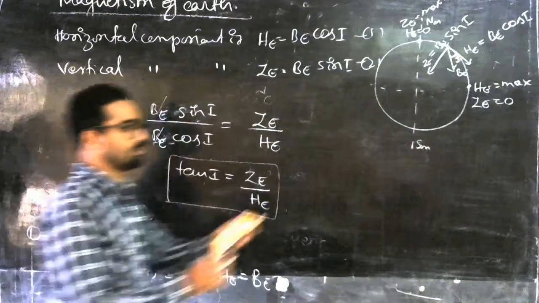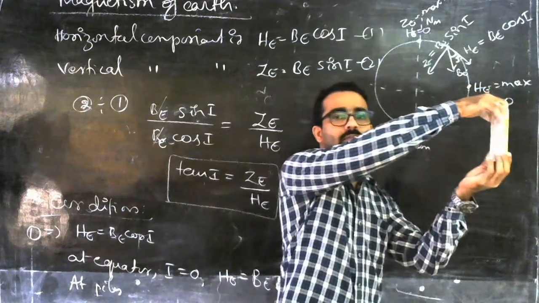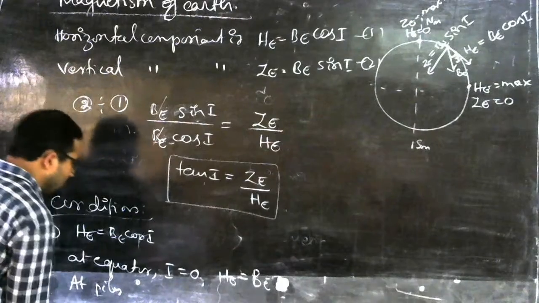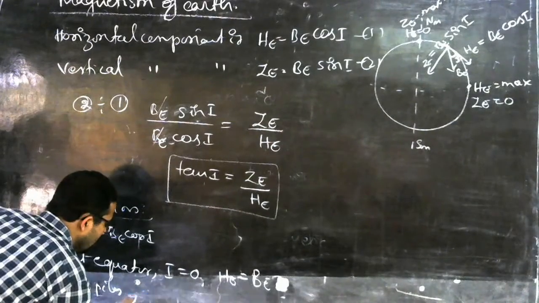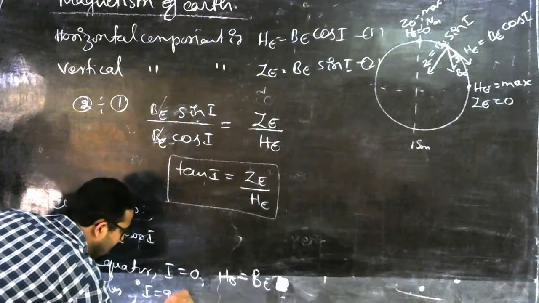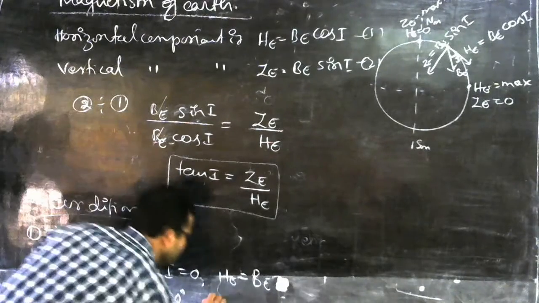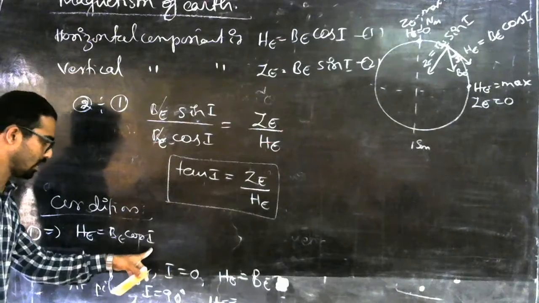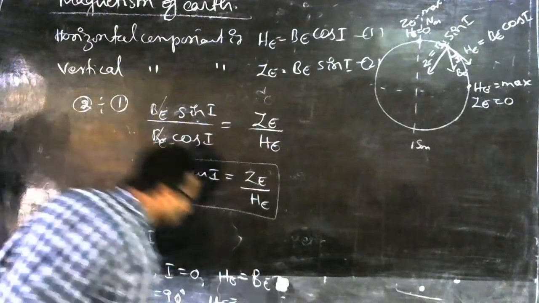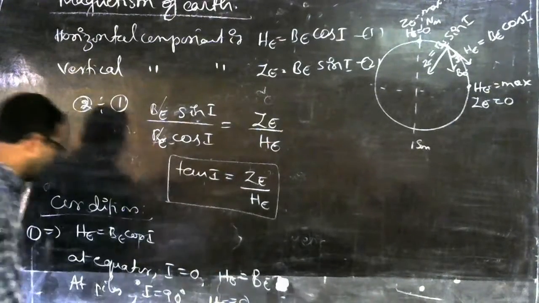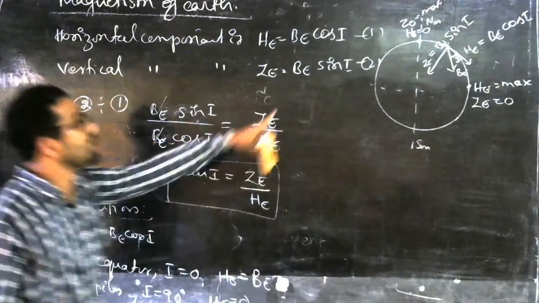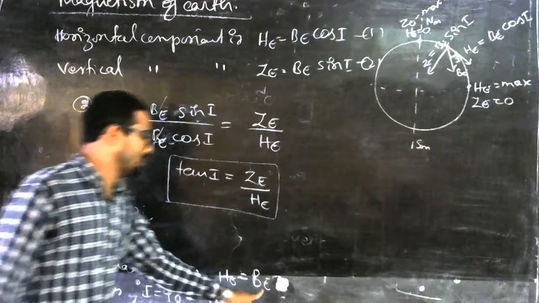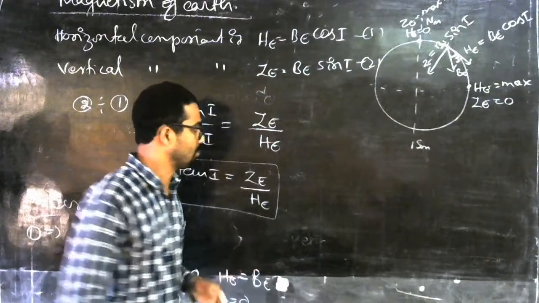At the poles, the angle is 90 degrees. So at the poles, I is equal to 90 degrees. Then H is equal to, using the same formula, B cos I. Cos 90 is equal to 0. See here, at the poles, H is equal to 0, and at the equator, H is B, which means it is maximum.